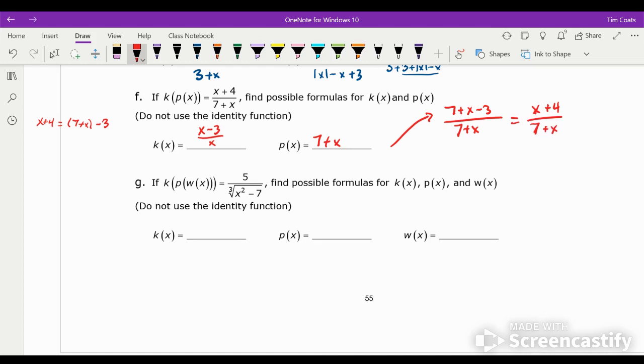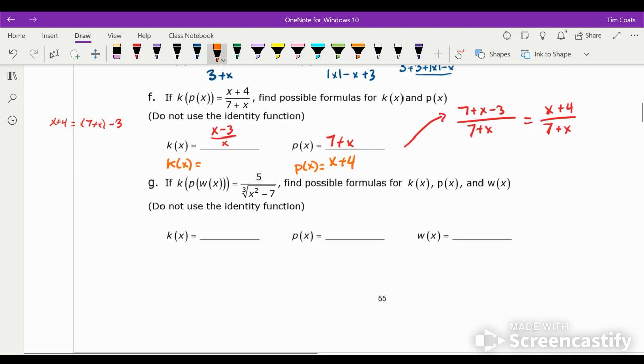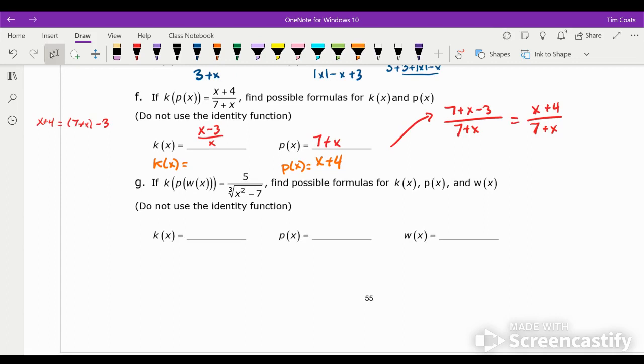So here's my challenge to you. This time, what if you did x plus 4 as the factor, as p of x? What would k of x be? So pause the video, try to find k of x. So hopefully you found that.